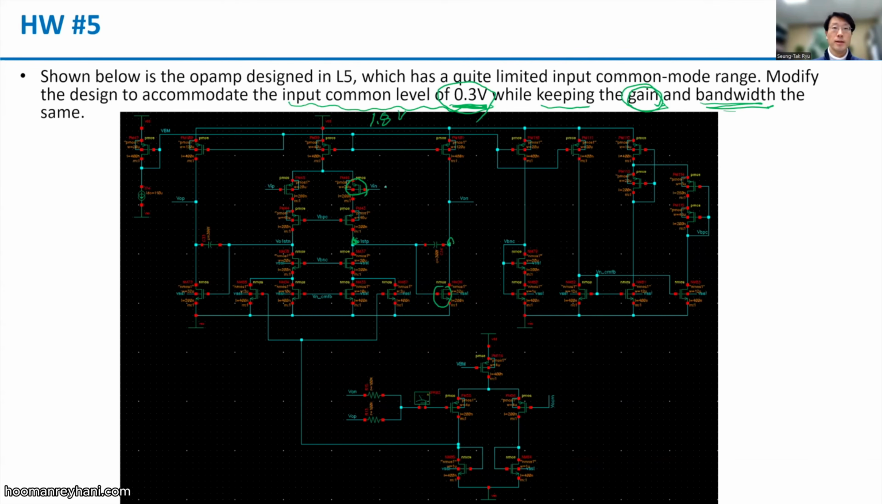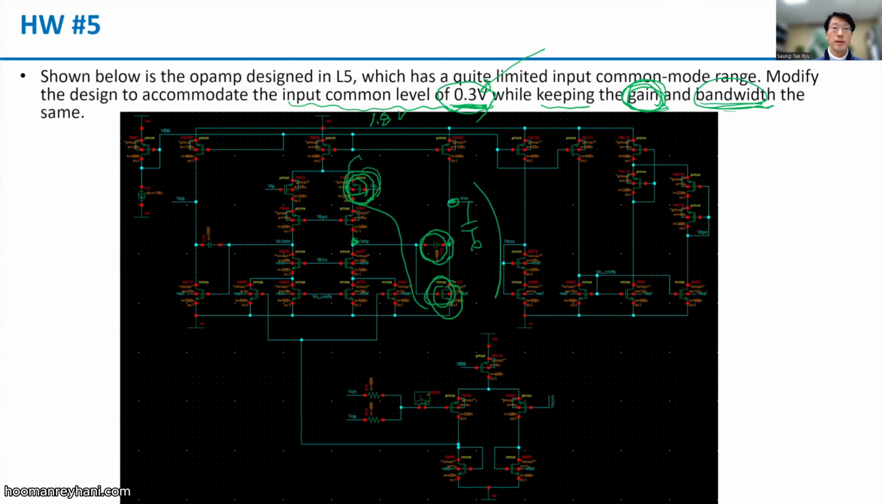And the bandwidth is determined by input gm over CC. That's the unity gain frequency. The second pole frequency will be determined by the output transistor's gm value and the load capacitor. So as long as we have the same input stage and Miller capacitor, and of course the same load capacitor, and keep these unchanged, we can keep the bandwidth. But the only point we need to consider is this low input common level.